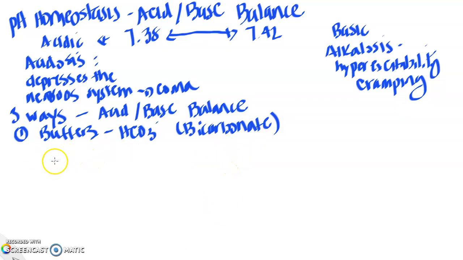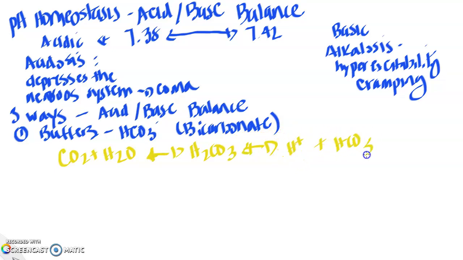Hopefully you remember this equation. I've seen it a million times. CO2 plus water gives carbonic acid, and of course that can be reversed as well. And that can be broken down into hydrogens and bicarbonate ions. So that equation is the buffer system.